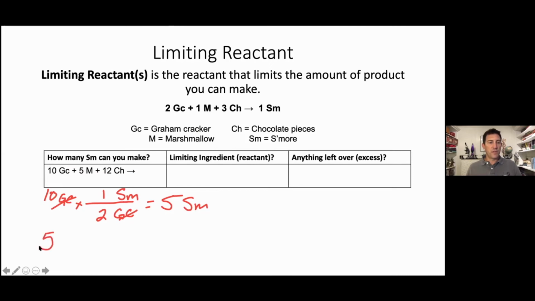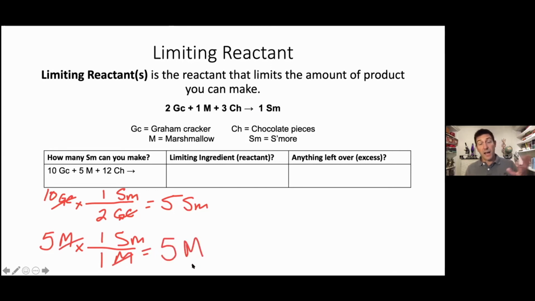Let's try the marshmallows. I've got 5 marshmallows. I need marshmallows on the bottom to cancel that out. S'mores on the top. Got 1 s'more, requires 1 marshmallow. Those will cancel. Looks like, from the marshmallows I currently have, I can make 5 s'mores. So we're looking like it might be 5 s'mores is the answer. Let's check the chocolate pieces.